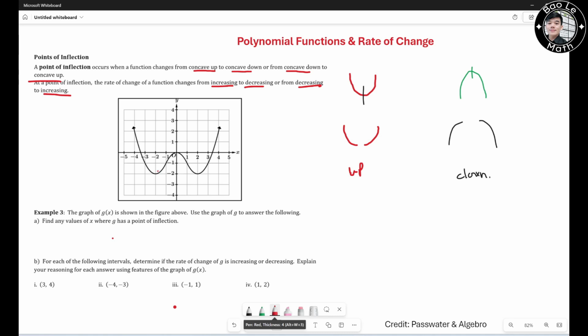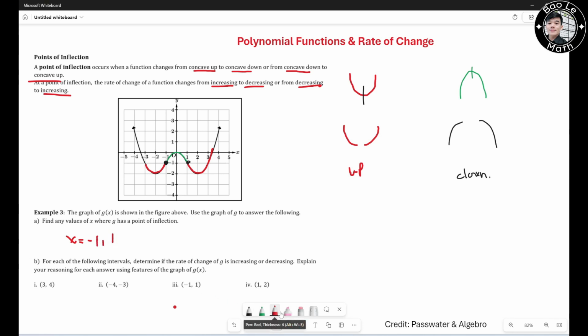Alright, so we look at this one right here. The function changes from concave up to concave down right here. Right, and the point of inflection is going to be right here. Now the function changes from concave down to concave up. And then the function has the point of inflection right here. Alright, so the point of inflection occurs at x equals negative 1 and 1.